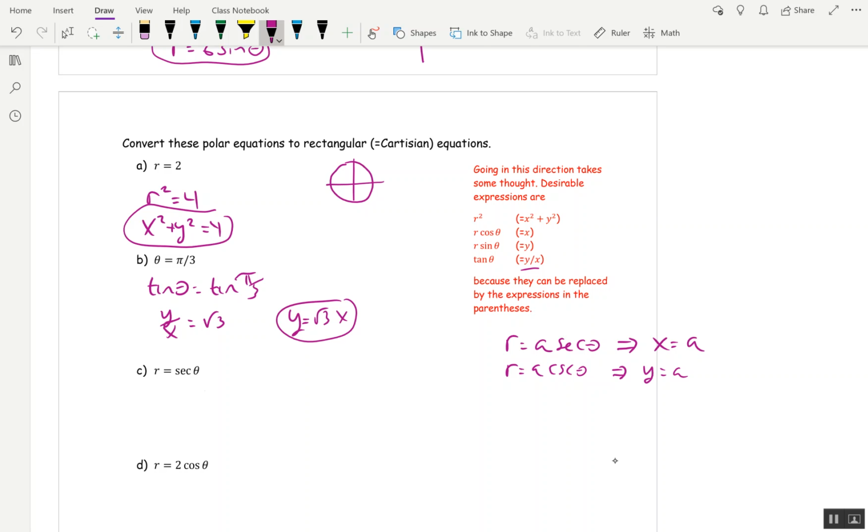Secant is 1 over cosine. So let's multiply both sides of this equation by cosine. r cos theta is 1. All right, well, every time I see an r cos theta, I can replace it with an x. So x is 1. So in this case, this is the case over here where a is equal to 1.